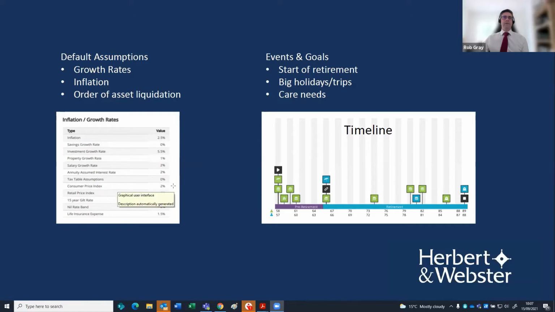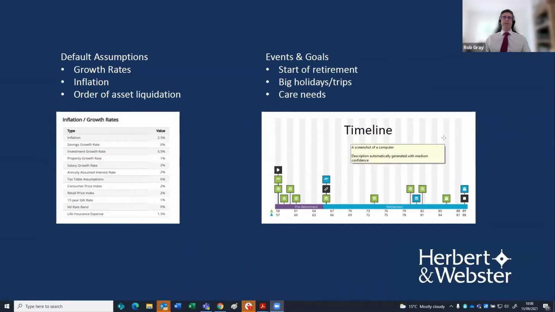We base our inflation on the consumer price index or the retail price index, which we can move to match. We also use life insurance and investment expenses of 1.5% a year, which comes off investment growth rates. So we're projecting forwards on about a 4% a year growth rate to make sure that what we're projecting is reasonable and we're not being too over optimistic about what the future is going to hold.